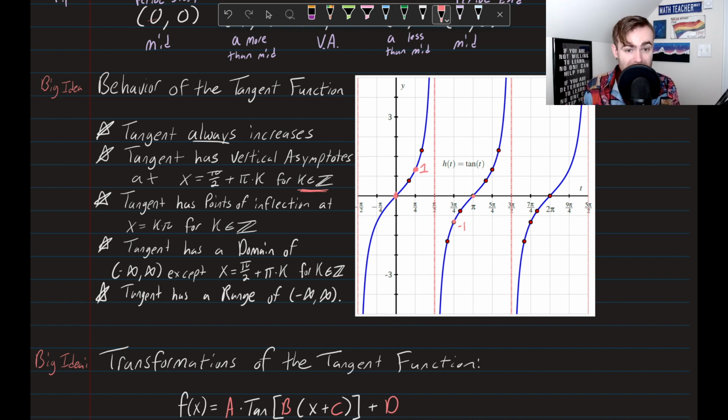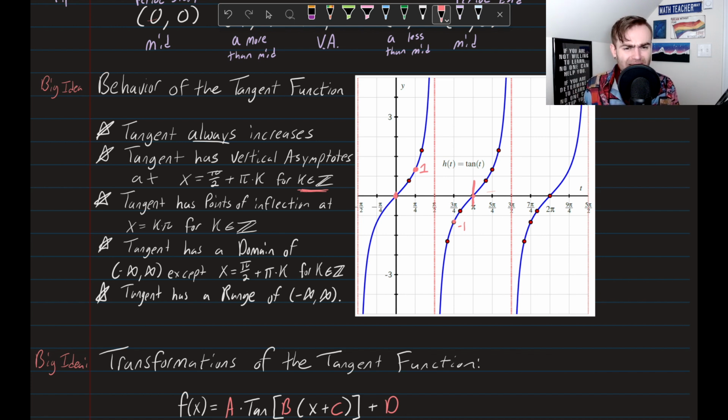So the z just means it's an integer, a whole number, positive or negative. Points of inflection: the concavity changes from concave up. If we look here, for example, it's concave up after the 0, and it's concave down before the 0. So all of our zeros end up being points of inflection because the concavity changes.